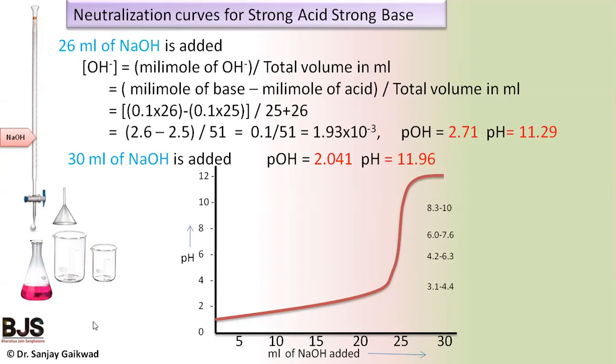Now the indicator we are using for this. There are indicators we can use for neutralization reactions. The first is the methyl orange indicator, second is the methyl red indicator, then the bromothymol blue indicator, and the phenolphthalein indicator. Bromothymol blue indicator shows a change in color up to 7.6. Methyl red indicator shows 4.2 to 6.3 pH. Methyl orange indicator shows 3.1 to 4.1.